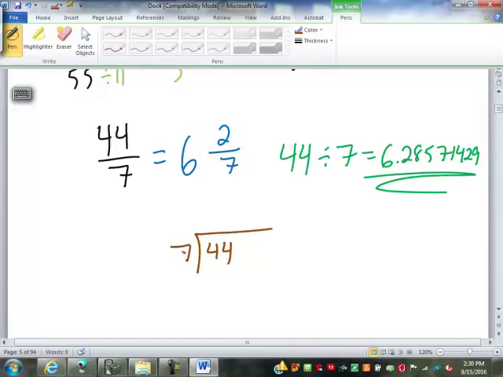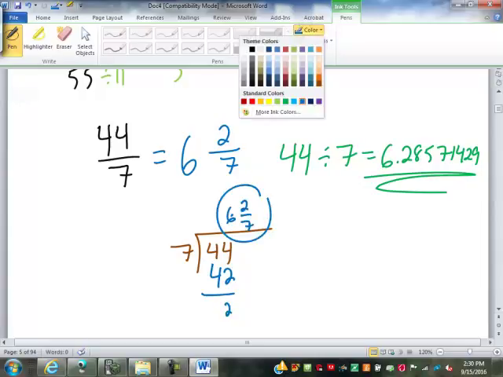44 divided by 7. 7 goes into 44 6 times. 6 times 7 is 42. There's 2 left over, so 6 and 2 sevens. Make sense?